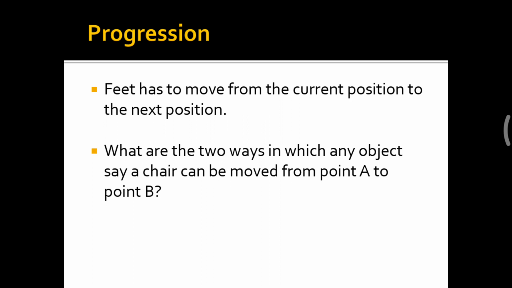So let's start by asking a basic question. What are the two ways in which any object, say for example a chair, can be moved from point A to point B? I want you to just think over that. You need to move a chair from one place to the other place, right? So you would have correctly guessed that either you need to lift and keep it or you need to pull it, but the two ways in which we can do it are, one by pulling, the other by pushing.